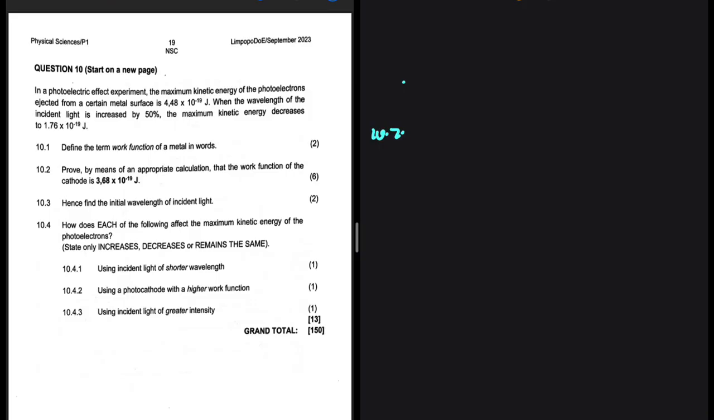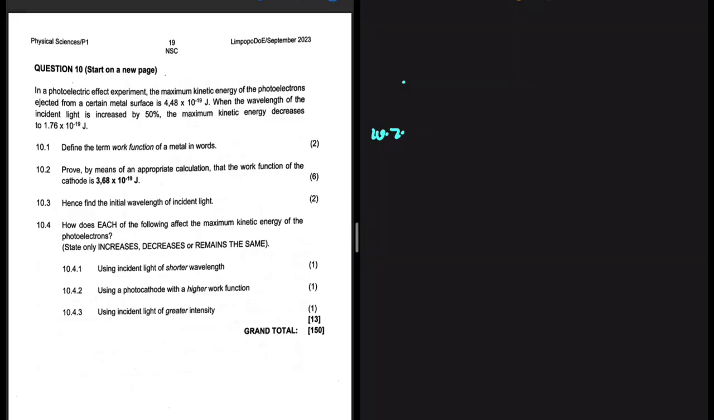What's happening here? Let's look at our question statement. In a photoelectric effect experiment, the maximum kinetic energy of the photoelectrons ejected from a certain metal surface is 4.48 times 10 to the minus 19 joules. When the wavelength of the incident light is increased by 50%, the maximum kinetic energy decreases to 1.76 times 10 to the minus 19 joules. So let's go ahead and look at our situation.